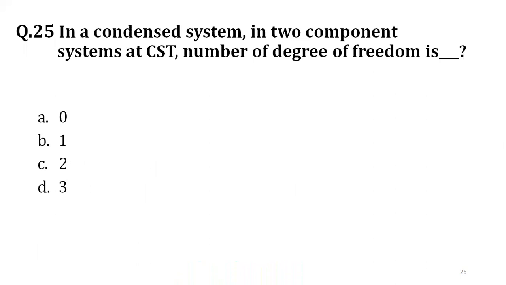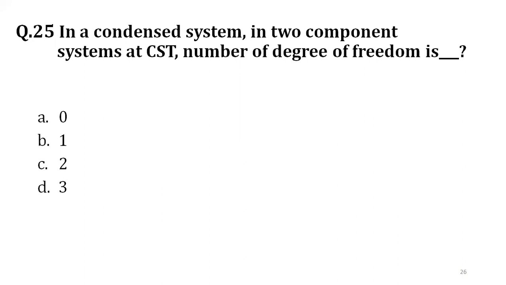Question number 25. In a condensed, two component system, at the CST, the number of degrees of freedom is. Okay, so a condensed system is the system in which we are not considering the vaporized states of matter, so only solid and liquid. Now calculate the degree of freedom, apply the Gibbs rule. Option A is 0, B is 1, C is 2, and D is 3.